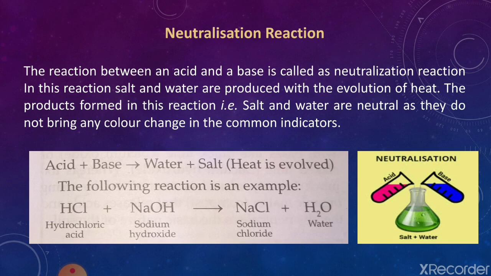So one example we have here: hydrochloric acid is reacting with sodium hydroxide. Hydrochloric acid means HCl and sodium hydroxide means NaOH. They both react together and form NaCl. NaCl means sodium chloride. This is a common salt. So HCl, hydrochloric acid, and NaOH, sodium hydroxide, react together and form sodium chloride, that is NaCl, a salt, and H2O, that is water.